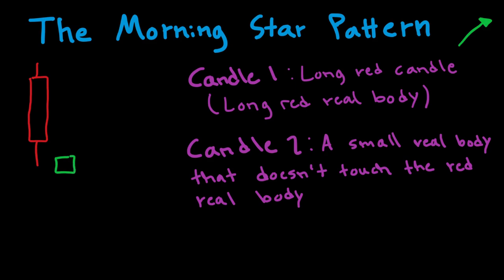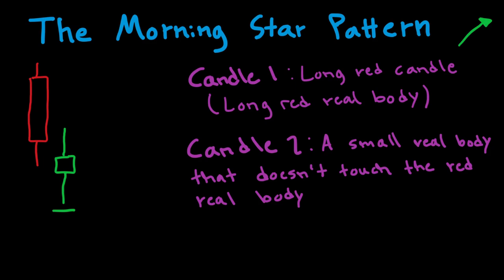It's important that the real body here is small, but it doesn't matter if the shadows, for example, look like this. If the shadows cross over to the red candle's real body, it doesn't really matter. And it also is okay if this candle right here is either red or green. If you're looking for a bullish reversal, green might be a tiny bit better, but it doesn't really matter here. When this candle appears after a strong negative momentum, that means that the bears are losing control and losing momentum.